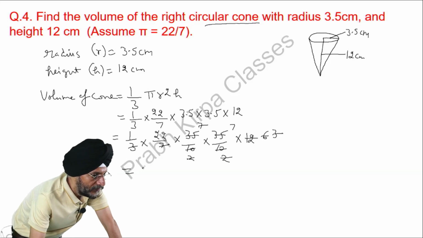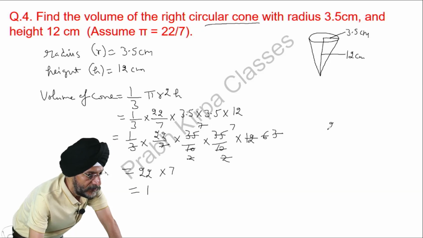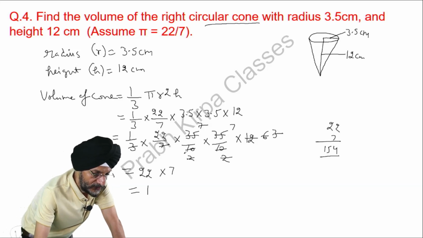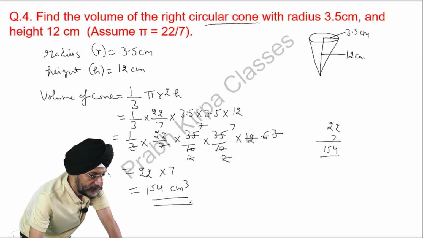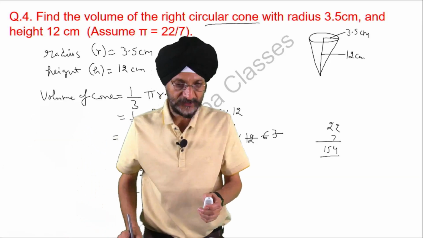So now what we have? This item 22 and this item 7. 22 into 7. So what is the answer before us? It is 154 cubic centimeter. This is the answer before us.